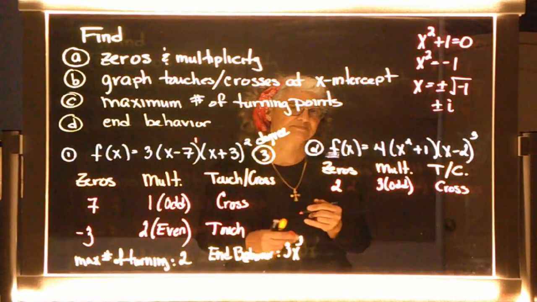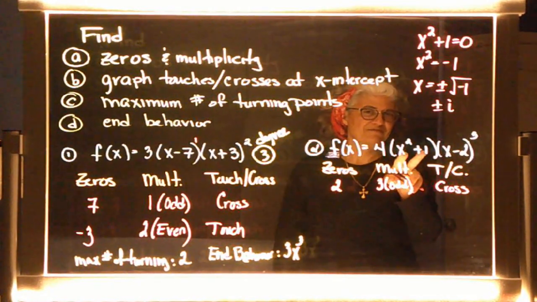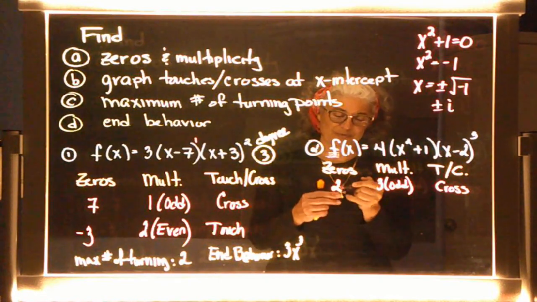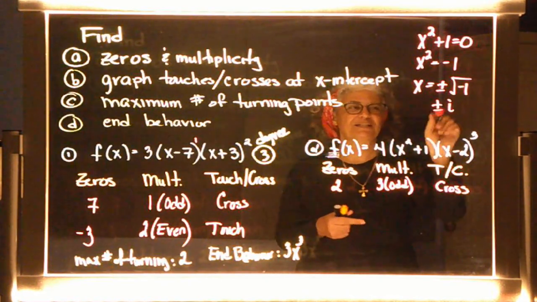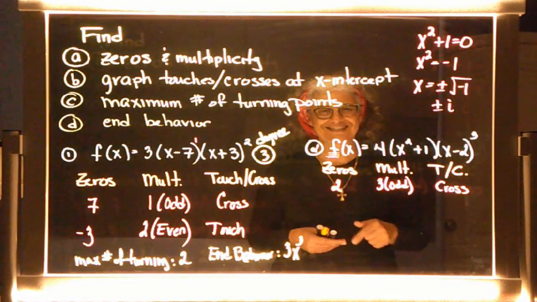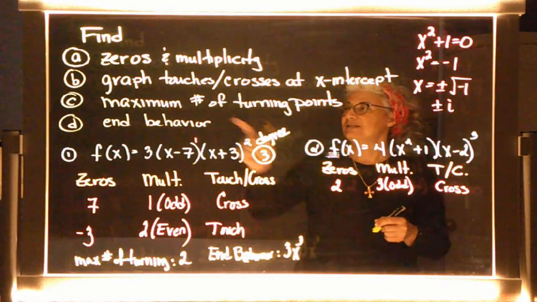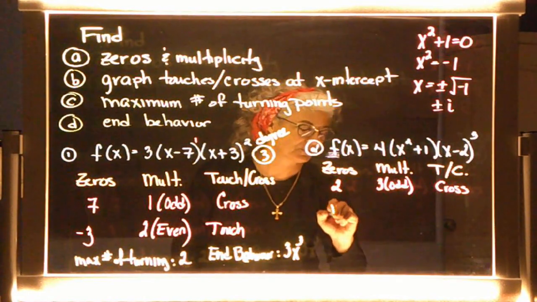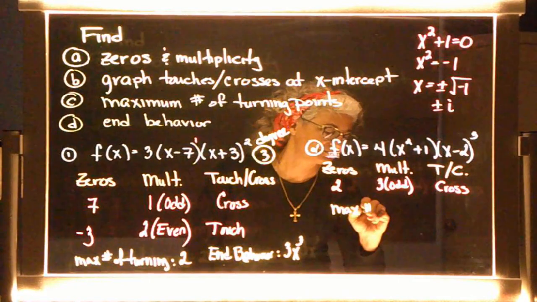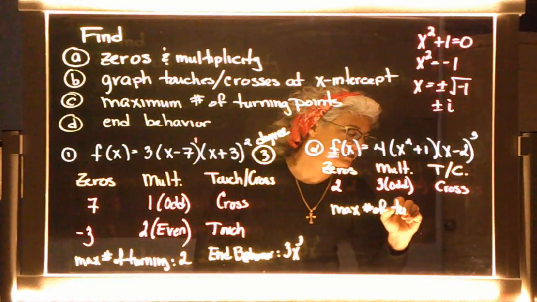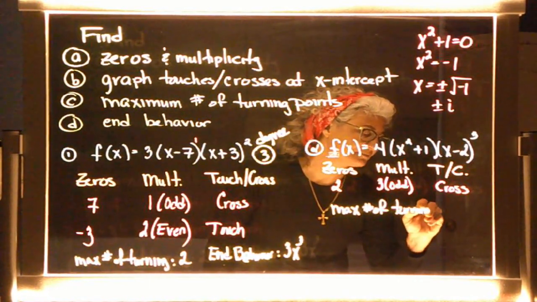Good. Yeah, that parenthesis, that factor of x squared plus 1, that one we have to be careful about. That gave me an imaginary answer. That's not so good. Okay, they want to know the maximum number of turning points. I guess we need to know the degree, right?